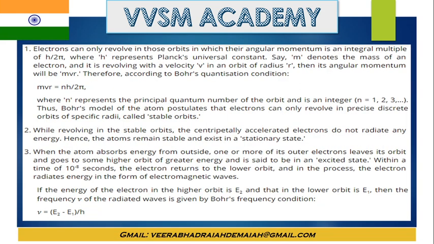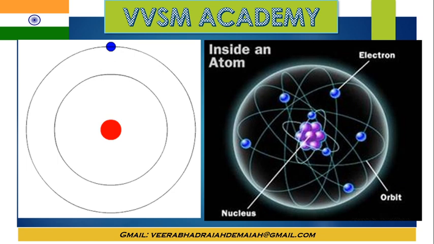Electrons can only revolve in those orbits in which their angular momentum is an integral multiple of h by 2 pi. These are the postulates I am telling you. And similarly, v is equal to (E2 minus E1) by h. Inside an atom, the electrons revolve around the nucleus in principal orbitals K, L, M, N, O, P. This is the Bohr's atomic model.